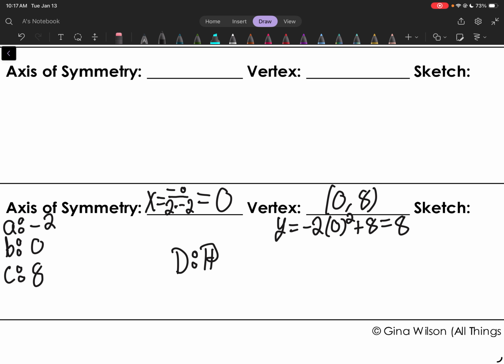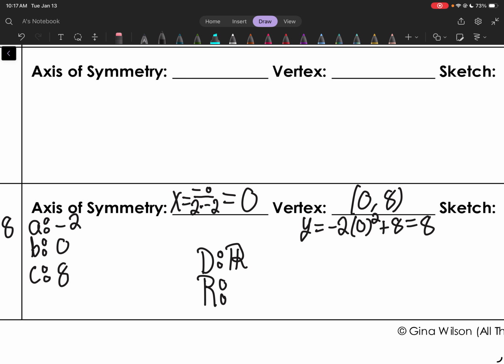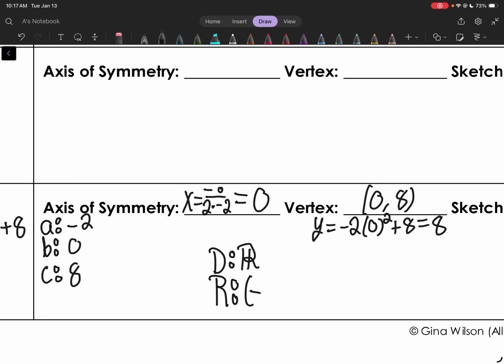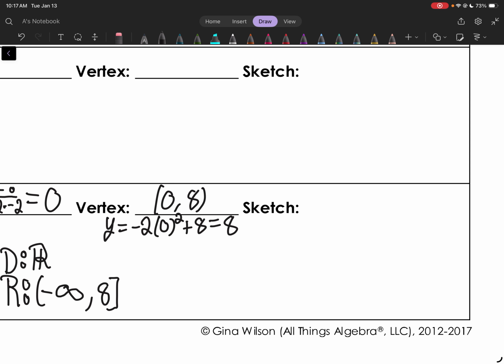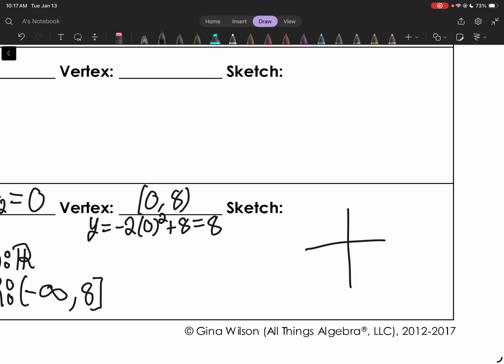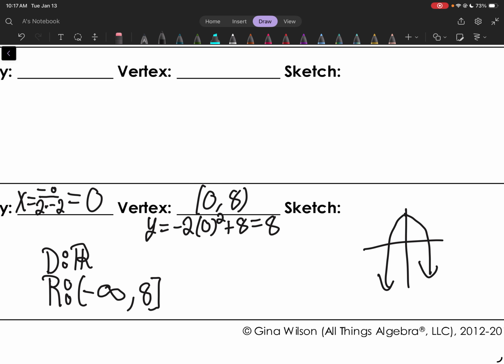Domain for all of them again is all reals. Range depends on the problem. This one's opening downward, so -infinity, that was not infinity, -infinity up to positive 8, square bracket. There's my rough sketch. Number 9 is finished.